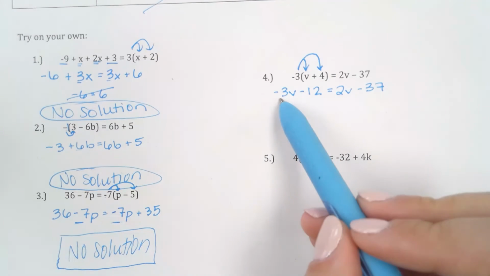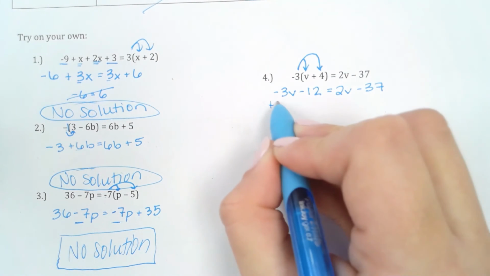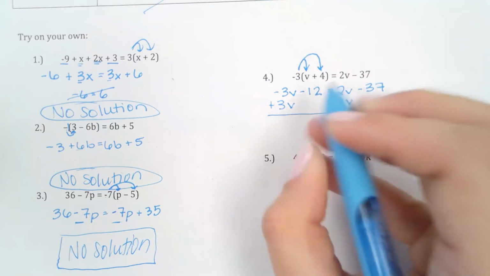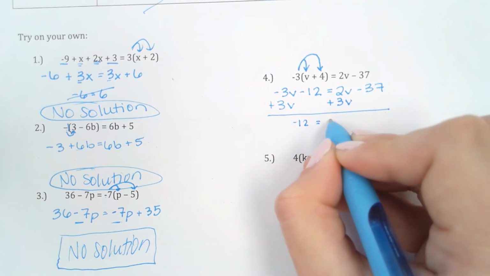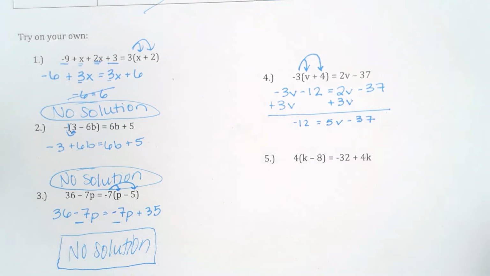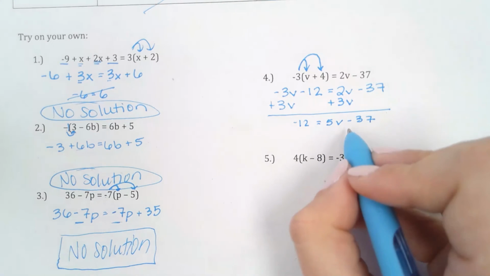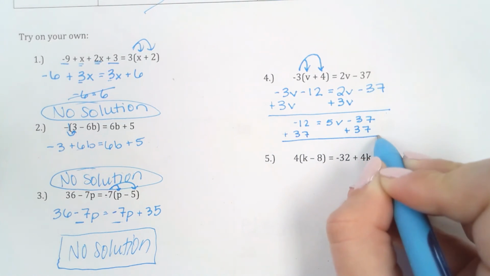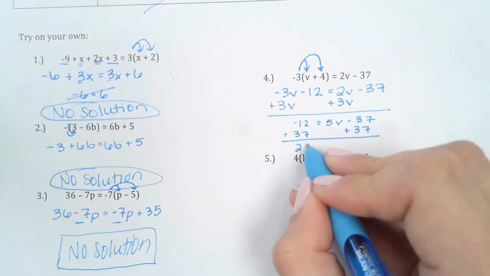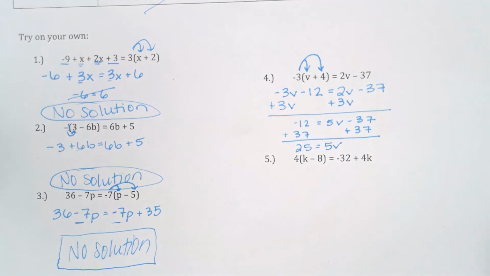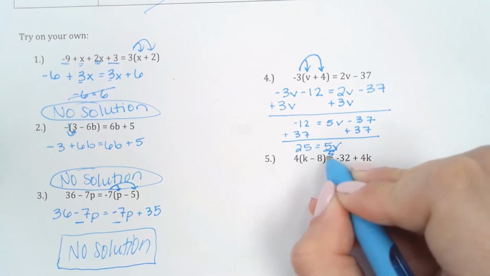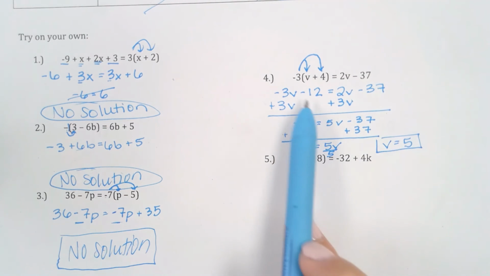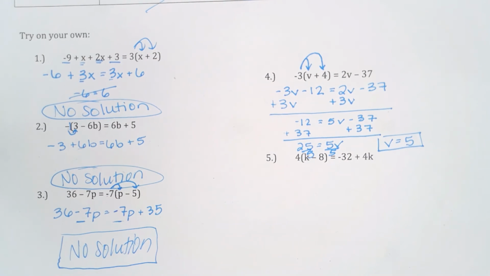Again, you're just moving all of your variables to one side. So I'm going to move the 3v over here to the right. I'm left with negative 12 equals 5v minus 37. Next step, I'm going to add 37 to both sides, and this is going to give me a positive 25. My last step to get v by itself is to divide by 5 on both sides, and I get v equals 5. Notice here how when I had different coefficients, I came out with one solution, which is what I expected.